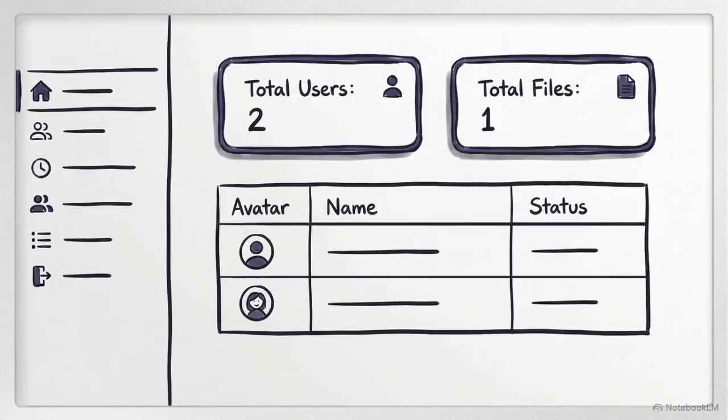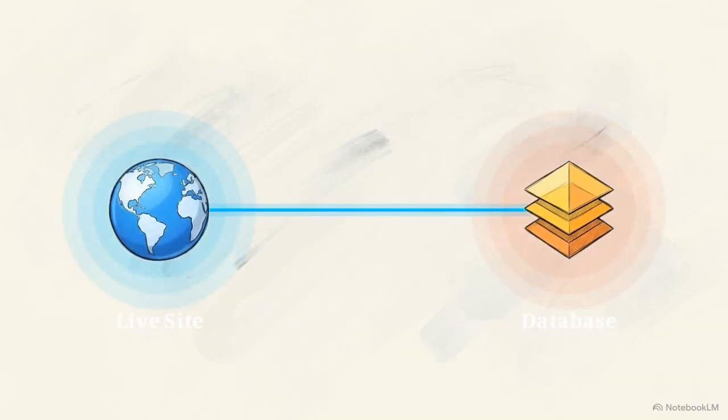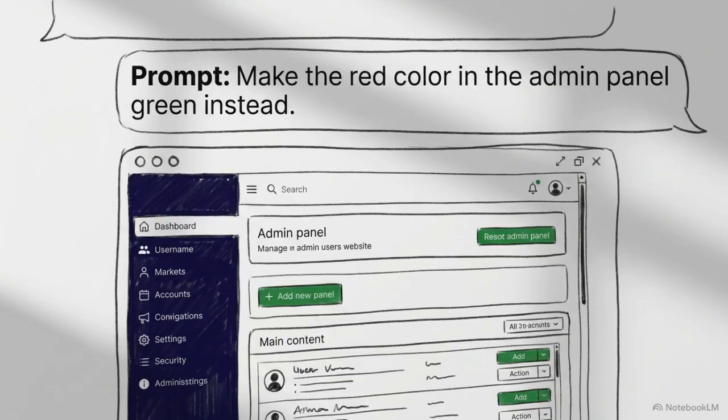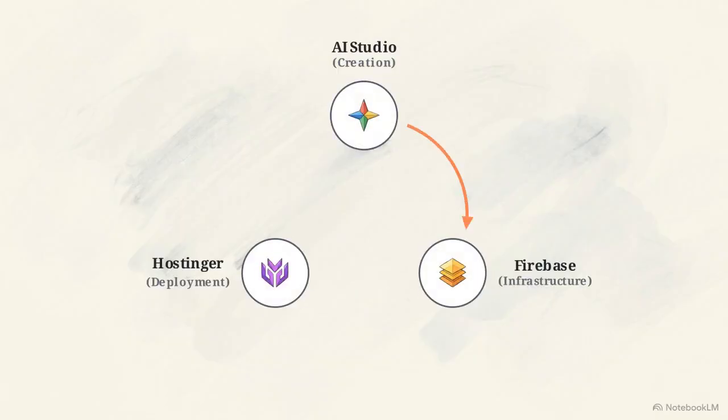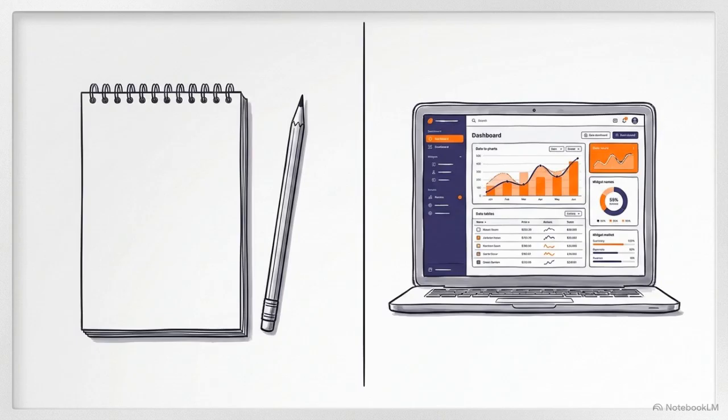Log into your live admin account. You'll see that all of your previous test data is still there, confirming that your live hosting is perfectly synced with your Firebase database. If you want to change the design or add a new button, you simply ask AI Studio for the update and commit the change to GitHub. By combining these tools, you now have a repeatable workflow for building and launching web applications. You can take an idea from a blank screen to a live site in a single afternoon.